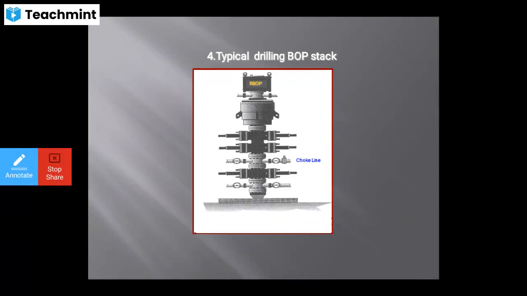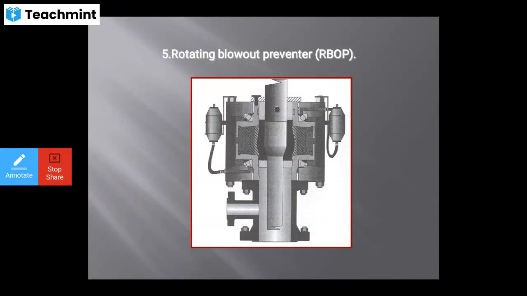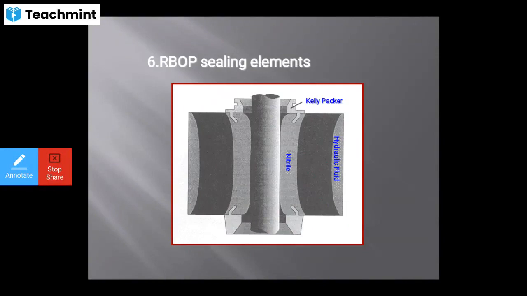Then it's a typical BOP stack with rotatable BOP. So you can see the choke line and your rotatable BOP and preventer stack also shown. So rotating blowout preventer, RBOP. You can see here also the RBOP sealing elements. So you'll see here the nitriles, then hydraulic fluids, then Kelly packers are shown here for the rotating BOP sealing elements: nitrile and hydraulic fluids and Kelly packers. These are the sealing elements.